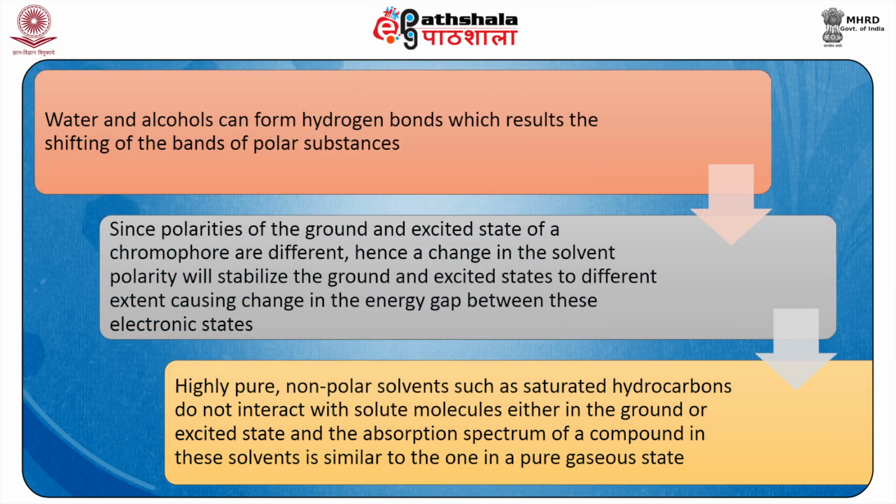Water and alcohols can form hydrogen bonds, which results in shifting of the bands of polar substances. Since polarities of the ground and excited state of a chromophore are different, a change in solvent polarity will stabilize the ground and excited states to different extents, causing a change in the energy gap between these electronic states.